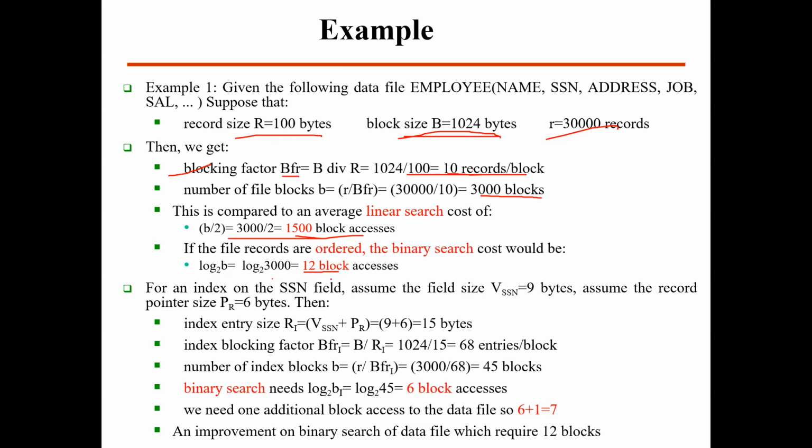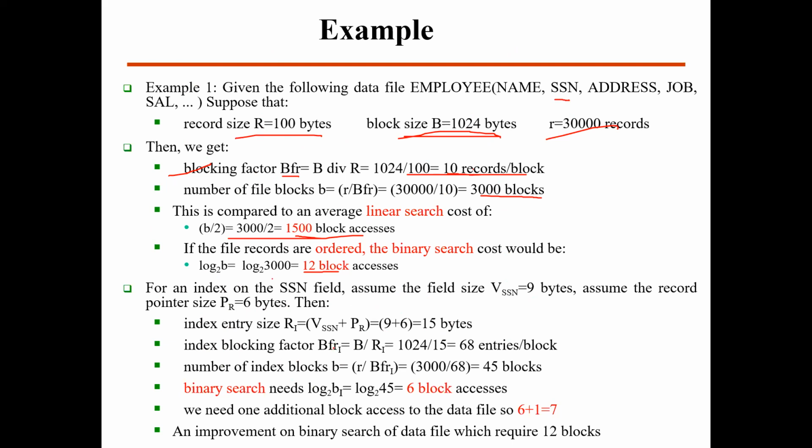For an index on SSN, assume the field size V_SSN is equal to 9 bytes. Assume the record pointer P_R holds 6 bytes. This is the data file, and we are trying to make an index on SSN. Now SSN is holding 9 bytes and the pointer is holding 6 bytes, then the index entry will be 9 plus 6, 15 bytes.